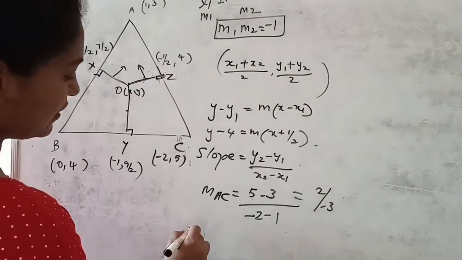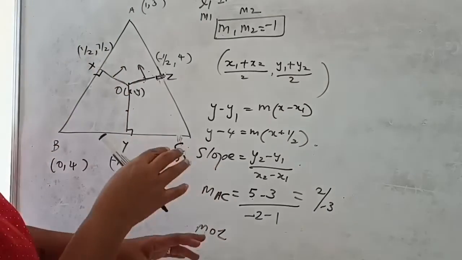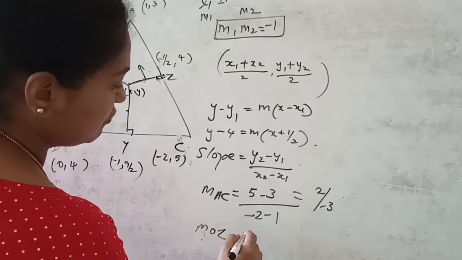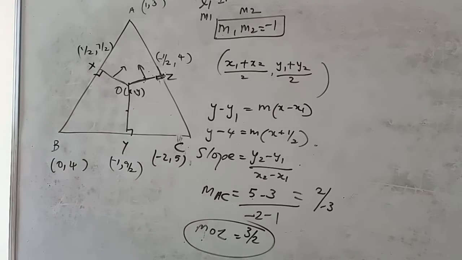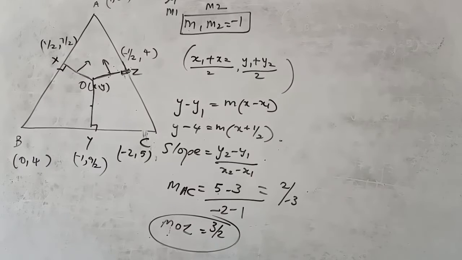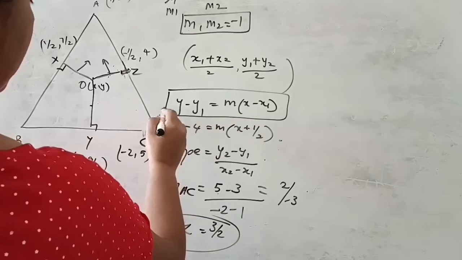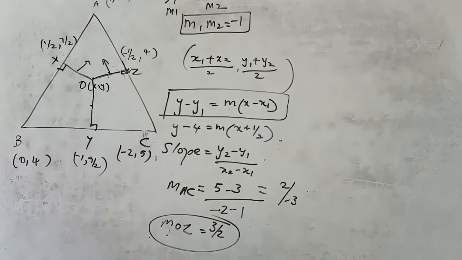So, what is the slope of OZ? The slope of OZ is given by the negative reciprocal of this one, because the product is equal to minus 1. So, the slope of OZ is 3 by 2. Now let me apply the slope equation of a line, which is y minus y1 is equal to m into (x minus x1). I know the value of y1, I know the value of x1, I know the value of m also. So, when I write down the equation, what do I get?